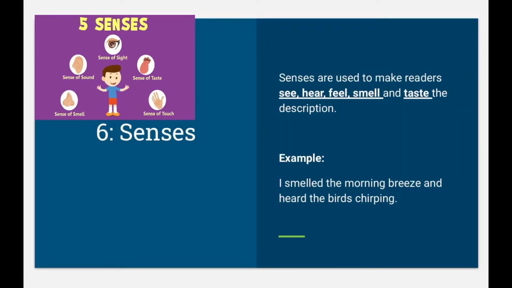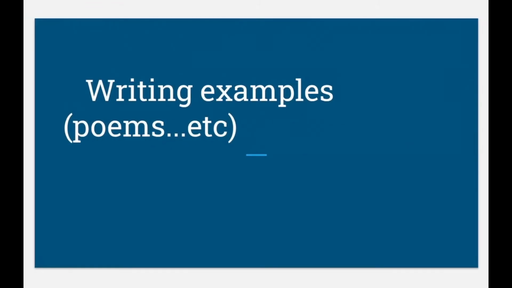The last one, senses. Senses are used to make readers see, hear, feel, smell, and taste the description. Example, I smelled the morning breeze and I heard the birds chirping. So right now when you read this, you smelled it and you kind of heard the birds chirping. If you don't know what the five senses are, sense of sight, taste, touch, smell, and sound. These are the five senses that they use. So when they write this, you are able to hear or see or taste.